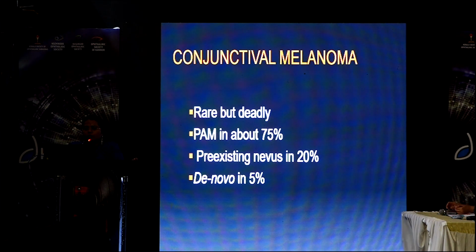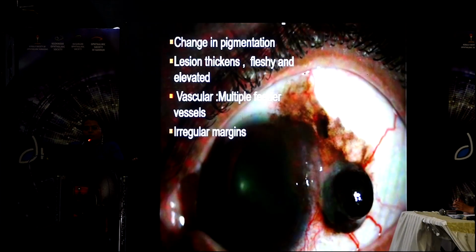Conjunctival melanoma is a rare but deadly one, usually arising from a pre-existing PAM or a nevus. Here you can see a conjunctival nevus in the superior fornix, a superior lesion. Then as it progresses, the lesion below is more thick, fleshy, and elevated. There are multiple feeder vessels into the lesion. This is how a conjunctival melanoma presents.